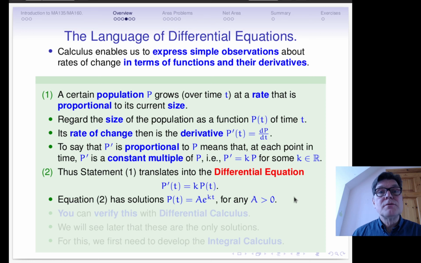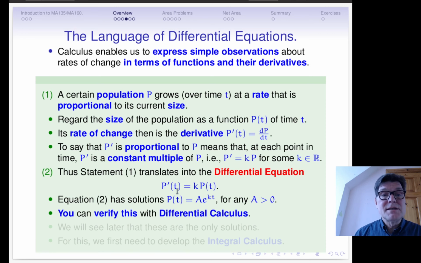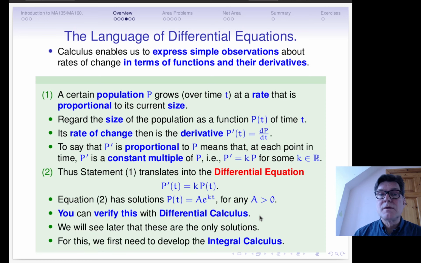And that's something you can verify with what you learned in the differential calculus by calculating the derivative of a function that is defined by such a formula, and then verifying that this derivative is indeed k times the formula that defines the original function. We will see later that the functions of this form are indeed the only solutions of this differential equation, and for this we'll develop first the integral calculus. Differential equations will be covered in the later section of the course.